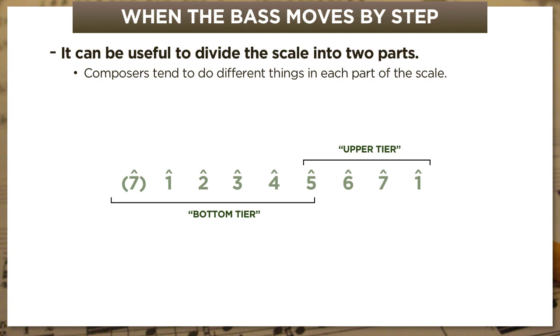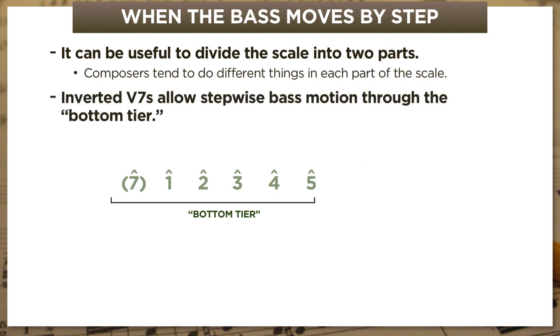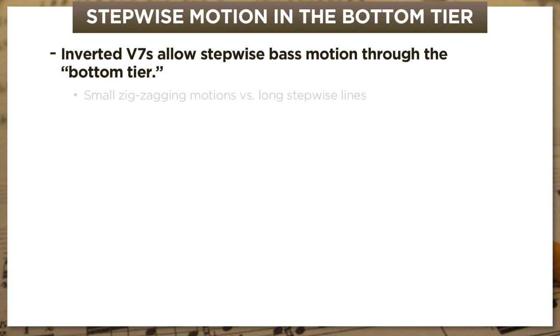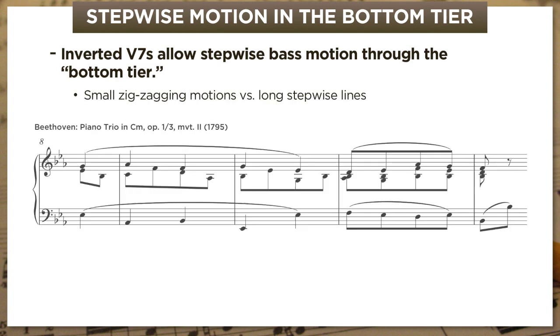And one of the most common uses of inverted 5/7s is to allow stepwise bass lines throughout the bottom tier. And this includes both constrained zigzagging motions and long stepwise lines. So let's start by looking at a few typical zigzagging motions. Here's a theme from Beethoven's C minor piano trio.